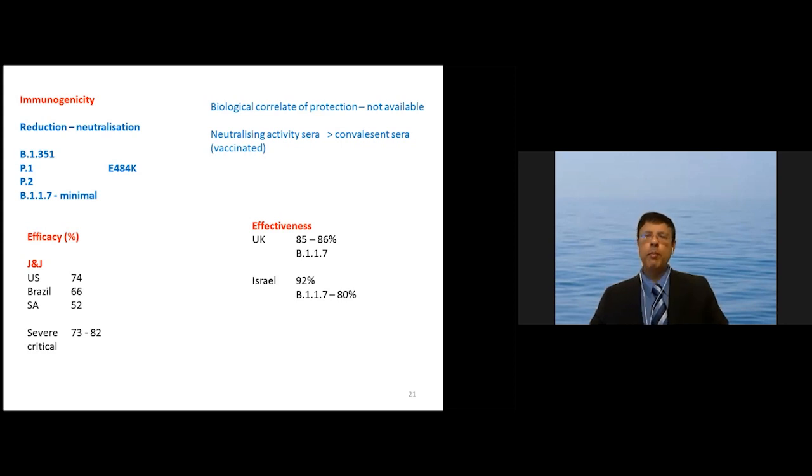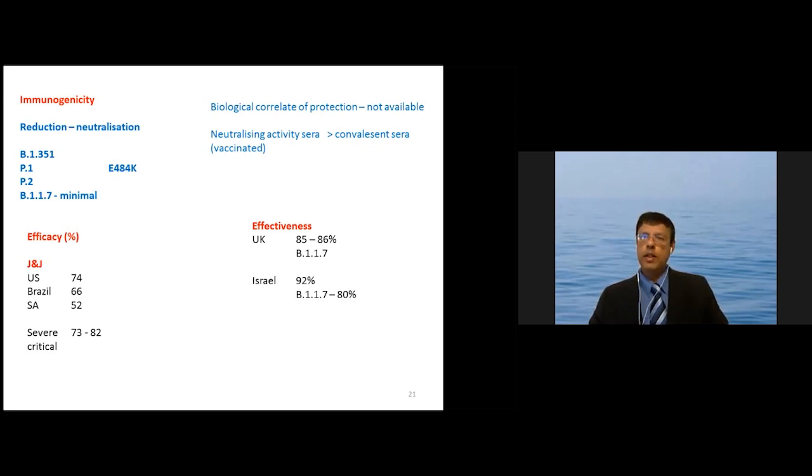We must remember that at the present moment, we don't have a biological correlate of protection, and thus we cannot measure a certain antibody level or T cell level and say, okay, you're protected from getting the infection in the future. We must remember that the neutralizing antibody levels produced by the vaccines were even higher than those seen in patients who had COVID-19 and recovered.